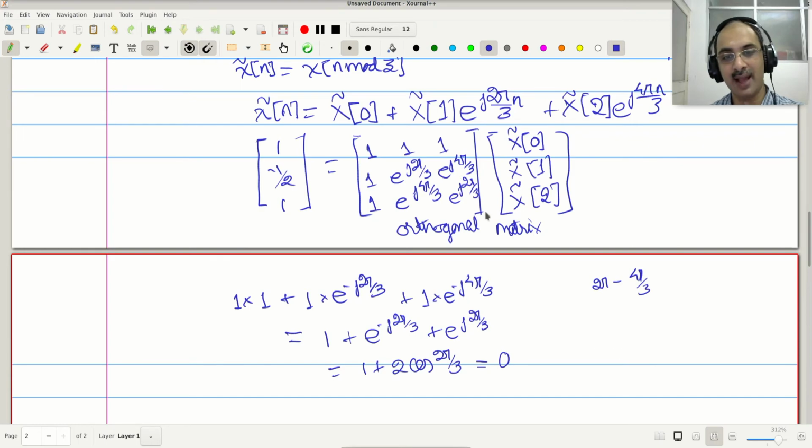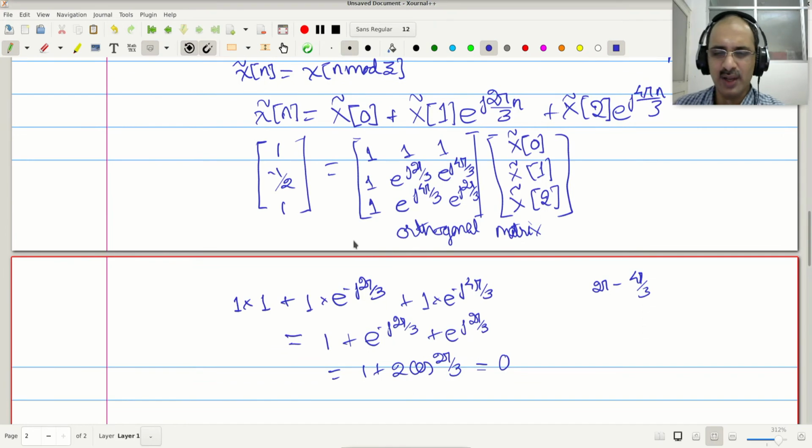Okay, which also leads me to the next point. How do you get back? Suppose I give you x tilde n, find x0, x1, x2. If I do the reverse, if I give you x tilde 0, x tilde 1, x tilde 2, how do you find x0, x1, x2? You can just invert this matrix and do the same thing.